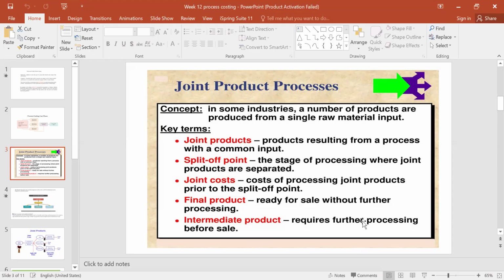Intermediate products require further processing before sale. That means those products need further processing. These types are called intermediate products. For example, the other process may be packaging, varnishing, or painting. Like this is a further process, and this type of product is called an intermediate product.